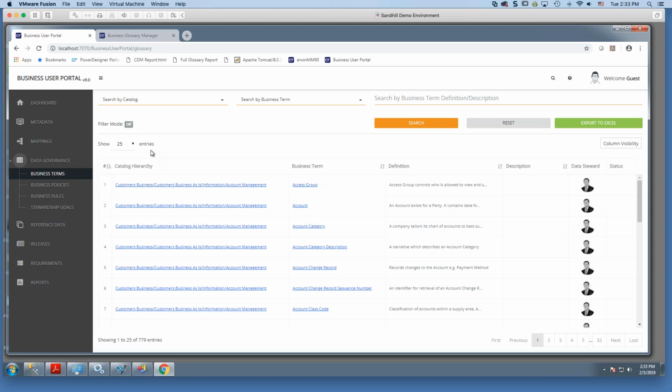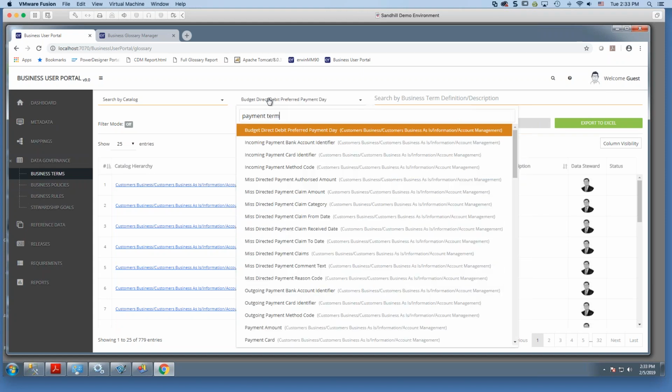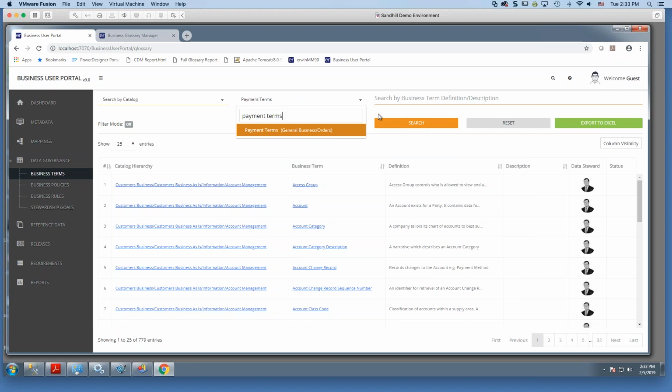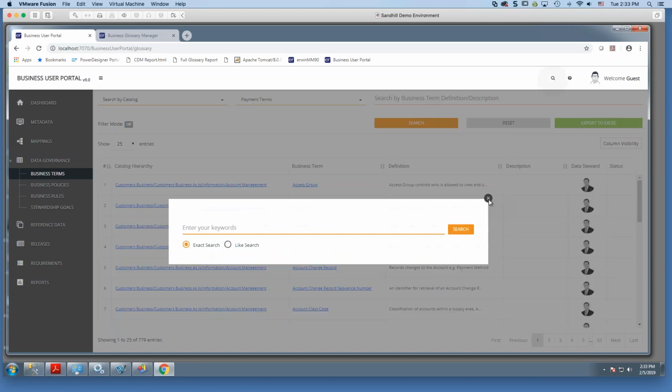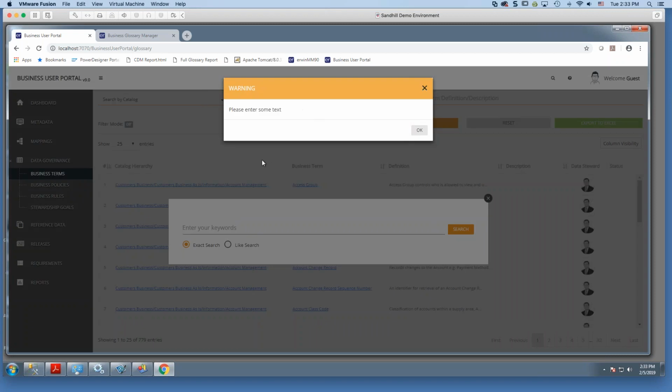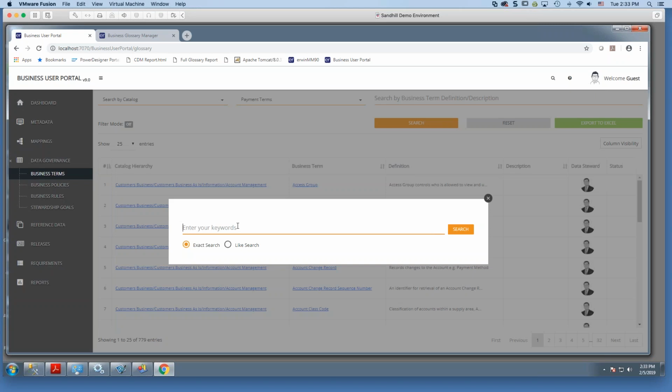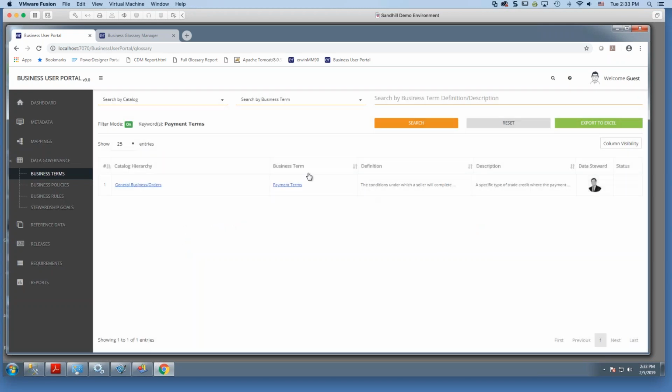If I look at my business terms here, and I'm looking for, let's say, payment terms, I say, okay, let's go find that information. I click my magnifying glass. Hang on a sec here. Perhaps I can find it this way. This is the way I found it.